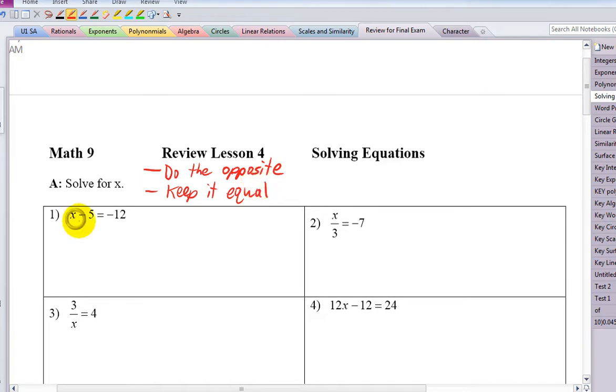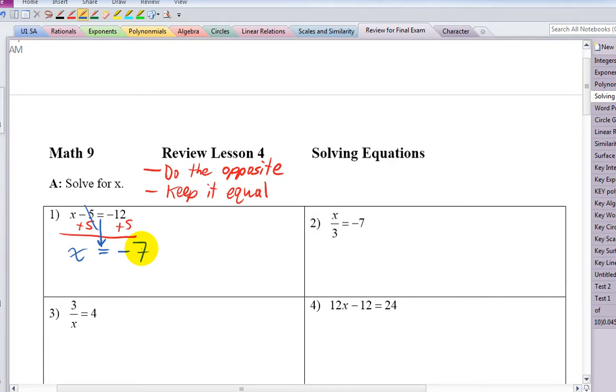Okay. So number one, what operation do we want to undo? Good. Subtracting 5. So what do we have to do? Good. Both sides to keep it equal. Left side cancels. We're left with x equals. Your equal sign should flow straight down. Okay, try and do that as much as possible. It makes it so much easier. Negative 12 plus 5, negative 7.